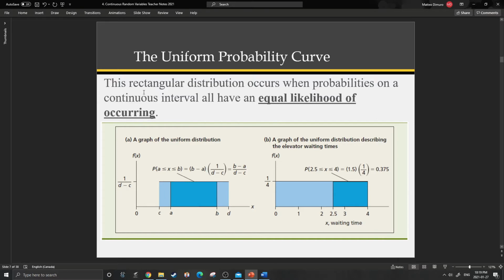So here is the uniform probability curve. This is the one that I said looks like a rectangular distribution. The rectangular distribution occurs when probabilities on a continuous interval all have an equal likelihood of occurring. So if any point on the distribution has an equal likelihood of occurring, you have yourself a rectangular distribution. Looks like this. Now, ignore all the shading. I grabbed this from an example, but this is what they might look like. And we can keep going here.